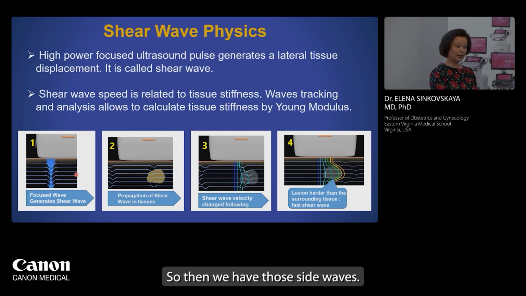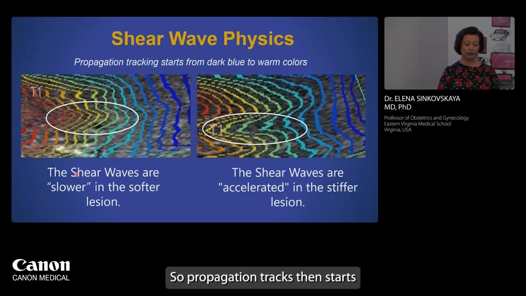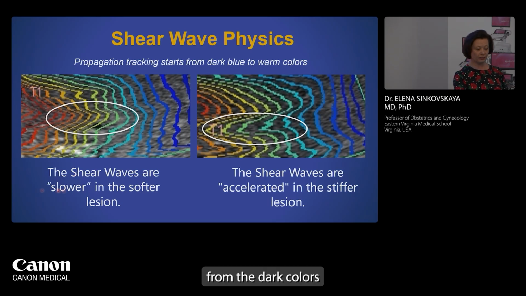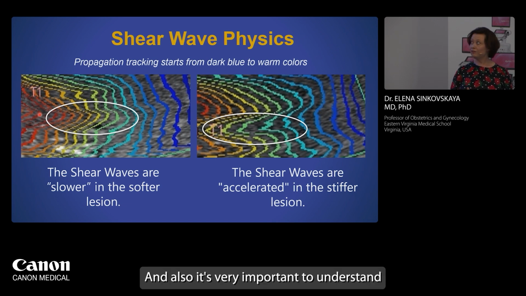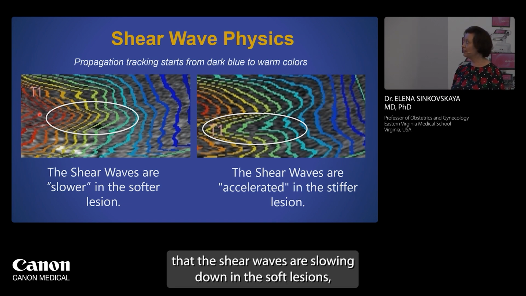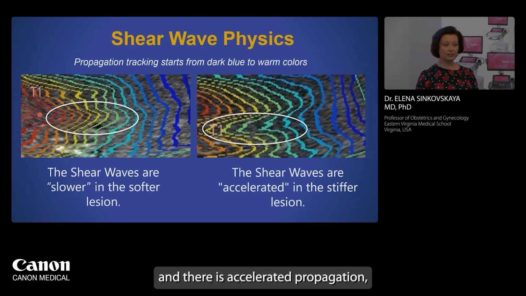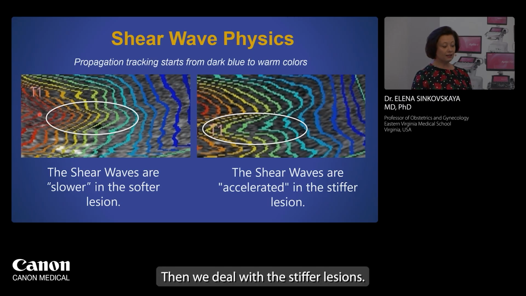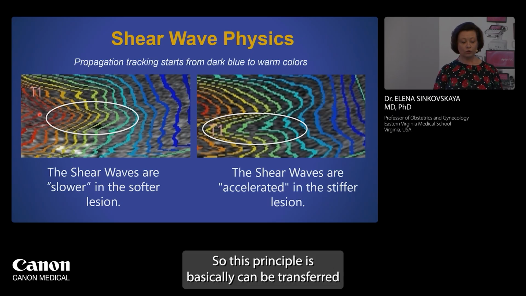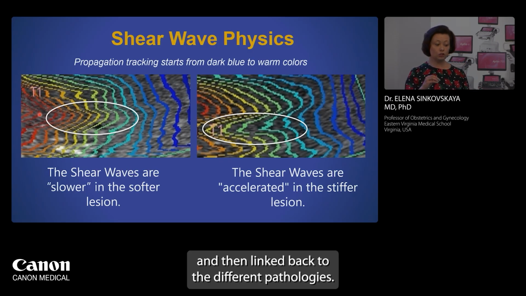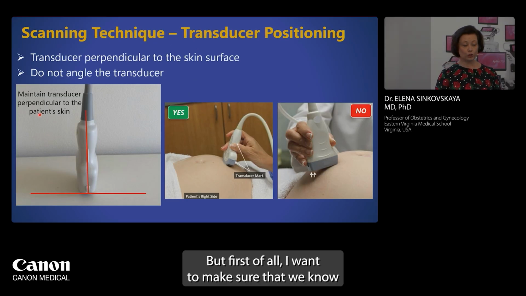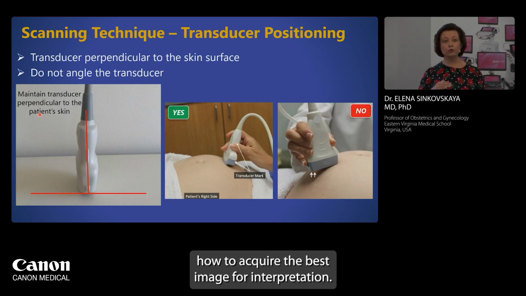So then we have those shear waves, propagation tracks that start from the dark colors and then extend towards the lighter colors. It is also very important to understand that the shear waves slow down in softer lesions, and there is accelerated propagation, with high velocities, when we deal with stiffer lesions. This principle can be transferred to the structural changes within the placenta and then linked back to different pathologies. But first of all, I want to make sure that we know how to acquire the best image for interpretation.